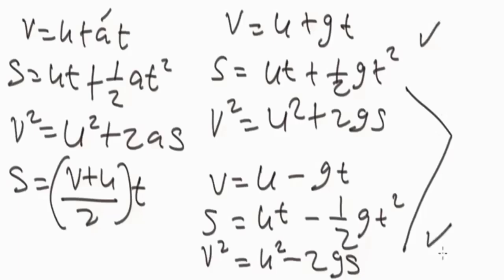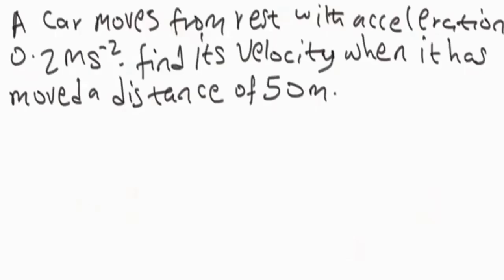So let's look at a couple of problems here and solve them together so that you understand how to apply these equations to any problem you are dealing with. Okay, so let's solve this problem together. It says a car moves from rest with acceleration 0.2 meter per second squared. Find its velocity when it has moved a distance of 50 meters.